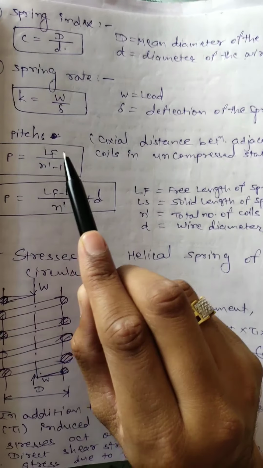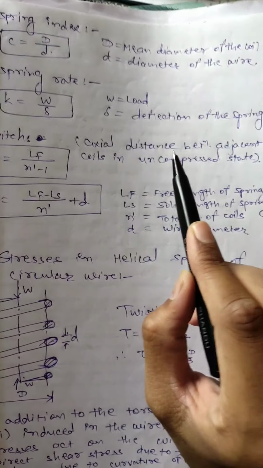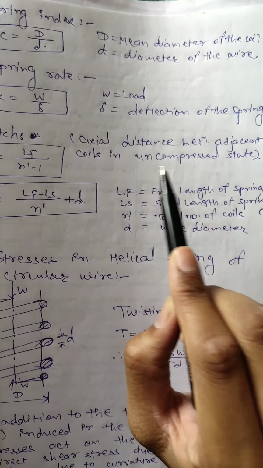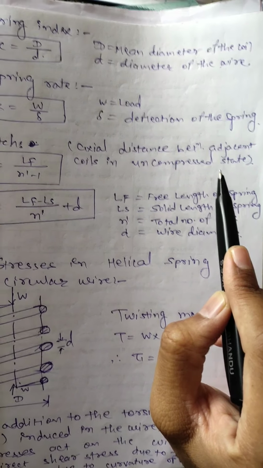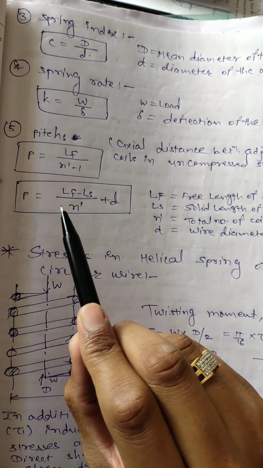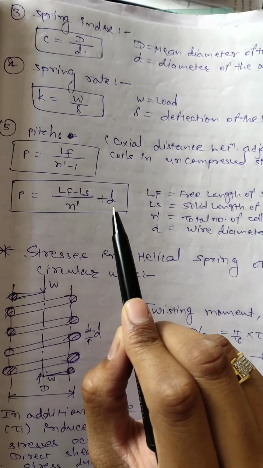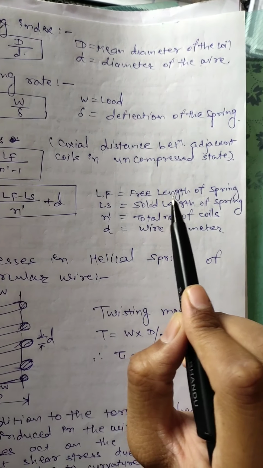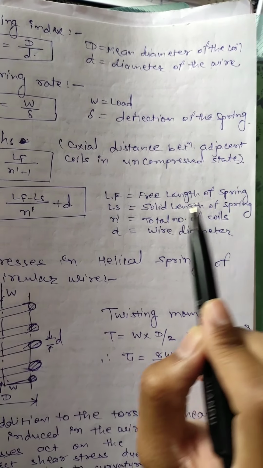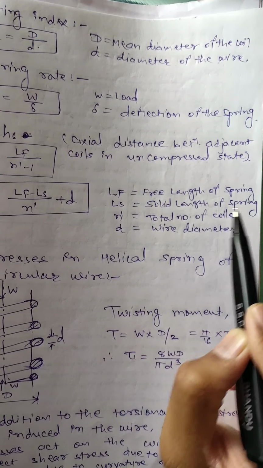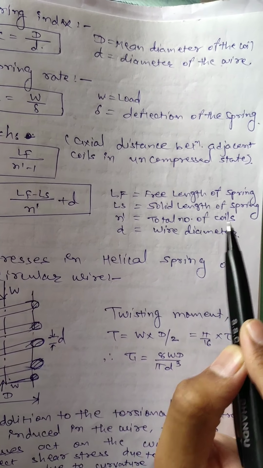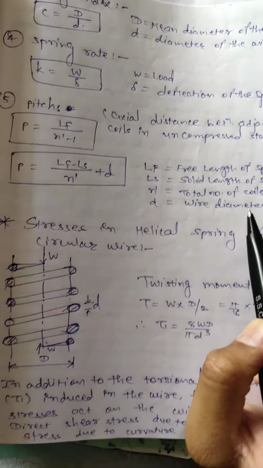Pitch is equal to LF upon (N dash minus 1). It means the axial distance between adjacent coils in the uncompressed state. Another equation for the pitch is P equal to (LF minus LS) upon (N dash) plus d, where LF is the free length of the spring, LS is the solid length of the spring, N dash is the total number of coils, and d is the wire diameter.